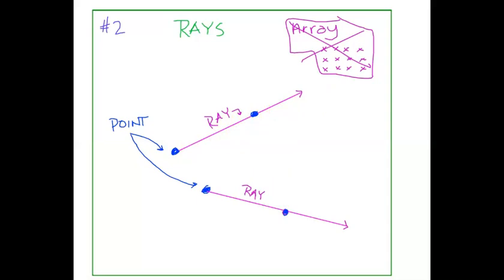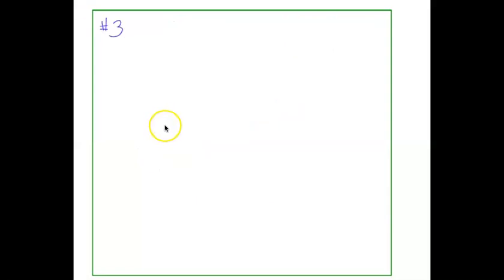All right, get that written down, and then we'll go on to number 3. Okay, for number 3, we're going to learn a little bit about angles. When you have two rays that have the same beginning point, we call it an angle. Here's what we're talking about.